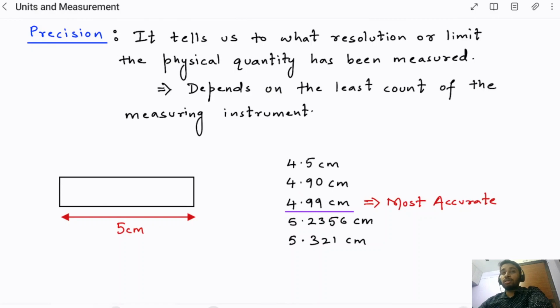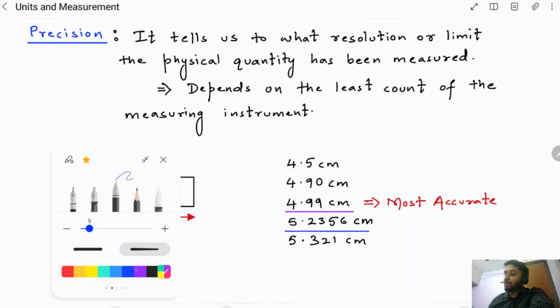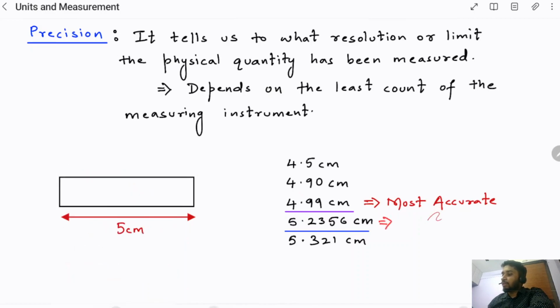Now if you talk about the most precise measurement, here the most precise measurement will be 5.2356 centimeter. I hope you are getting some idea why this is the most precise measurement. Here you can see that the measurement has been done till 4 decimal places.